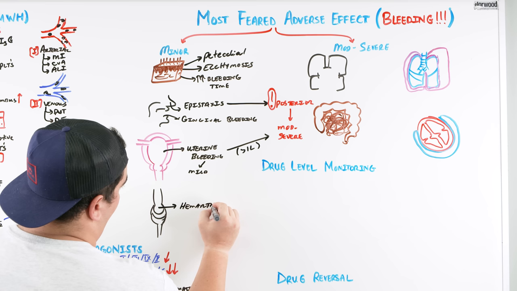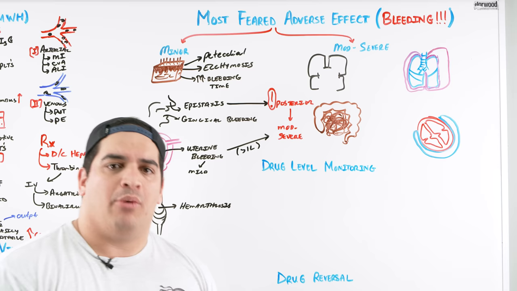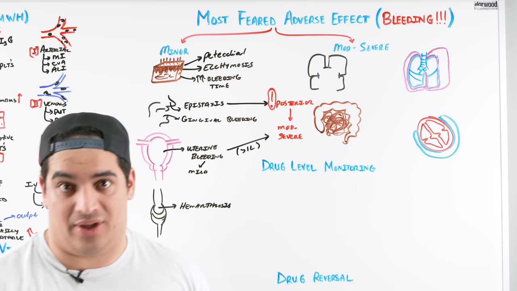So these are the things that I'm talking about. If a patient comes in with mild skin lesions, like petechial lesions, ecchymosis, prolonged bleeding time, an anterior epistaxis, mild uterine bleeding, or hemarthrosis, those are things where you can just monitor the patient's drug levels and see if you have to make any modifications to their drug levels, okay? Maybe you have to hold a dose or something like that.